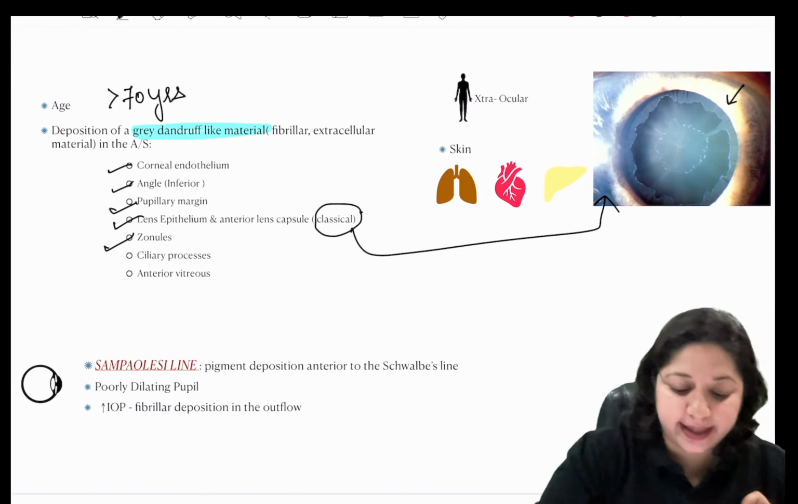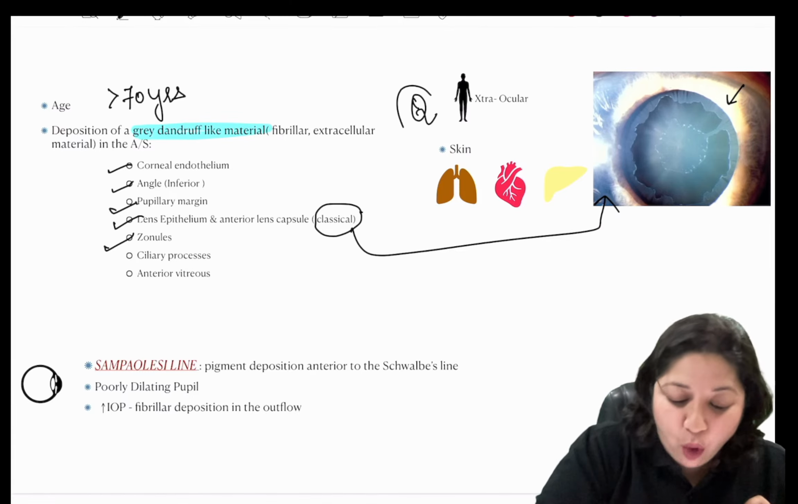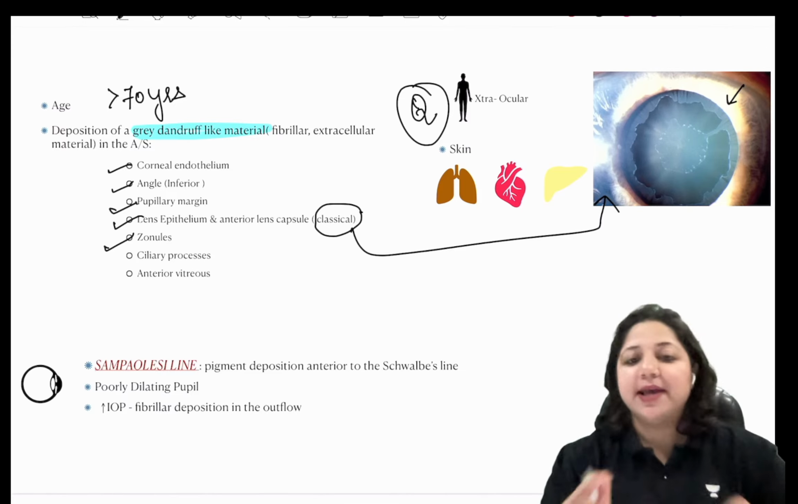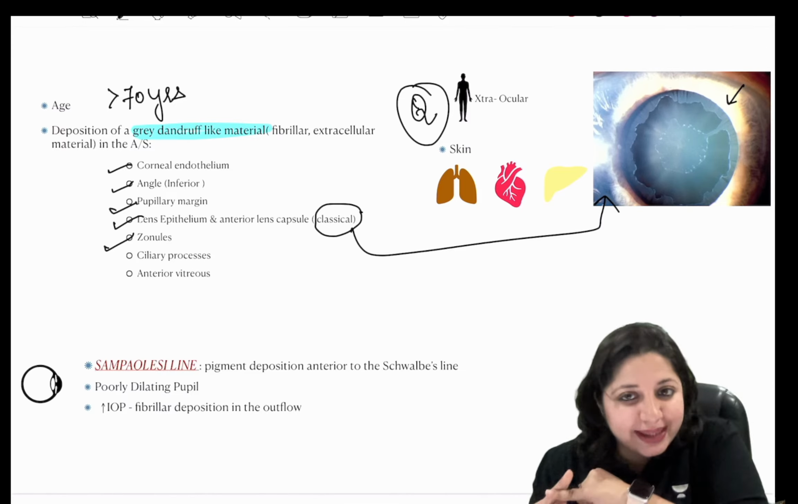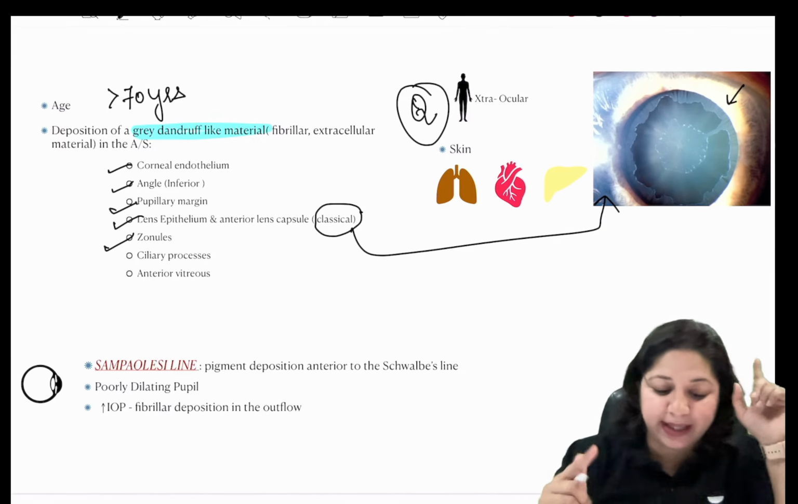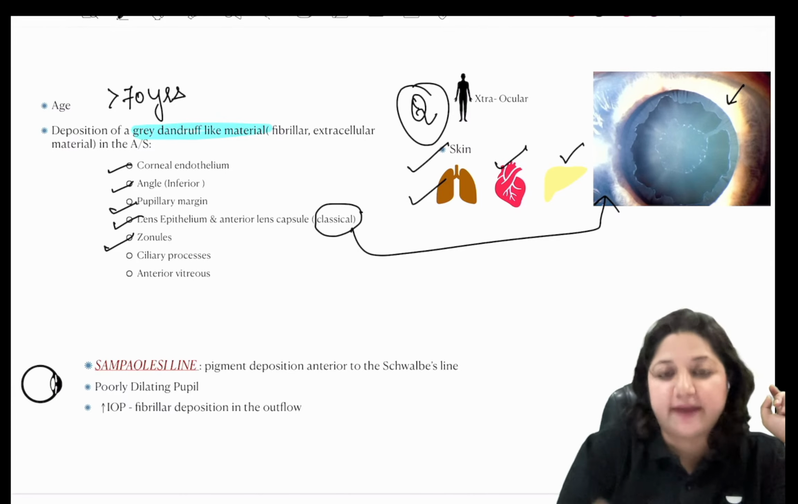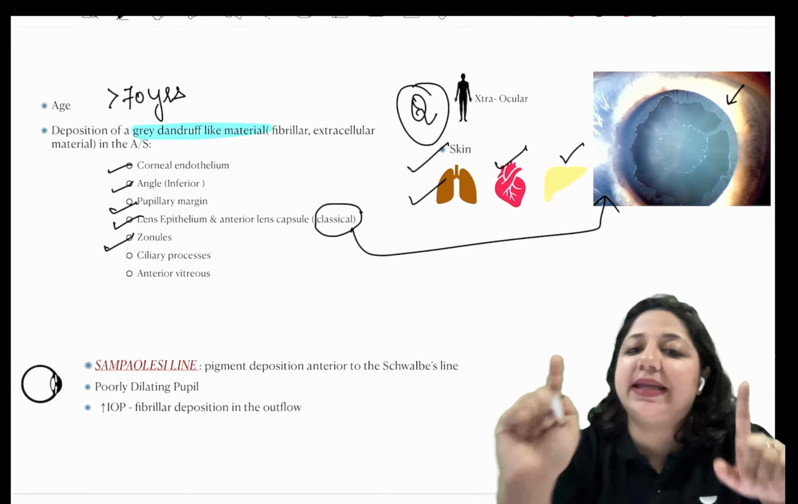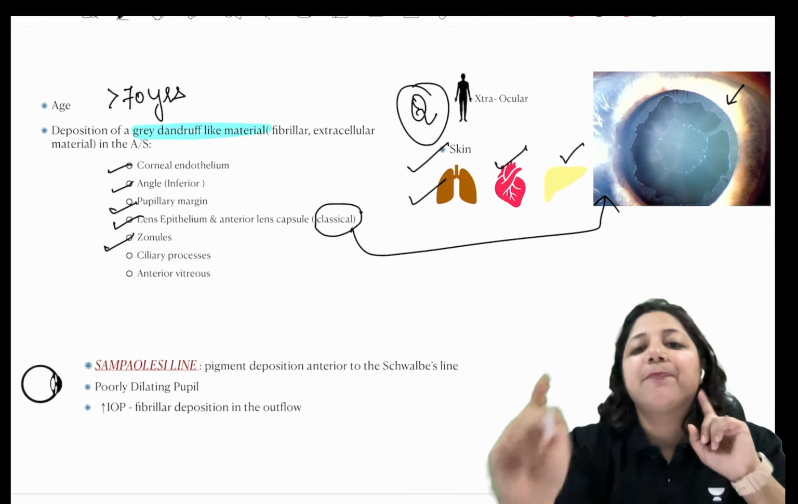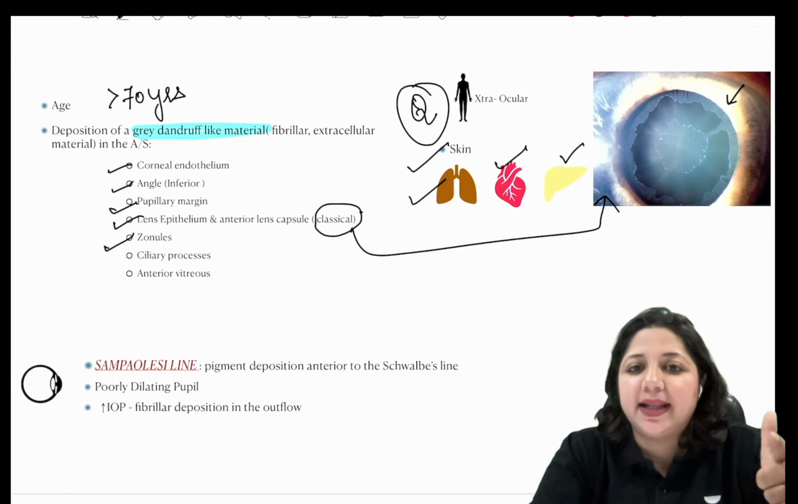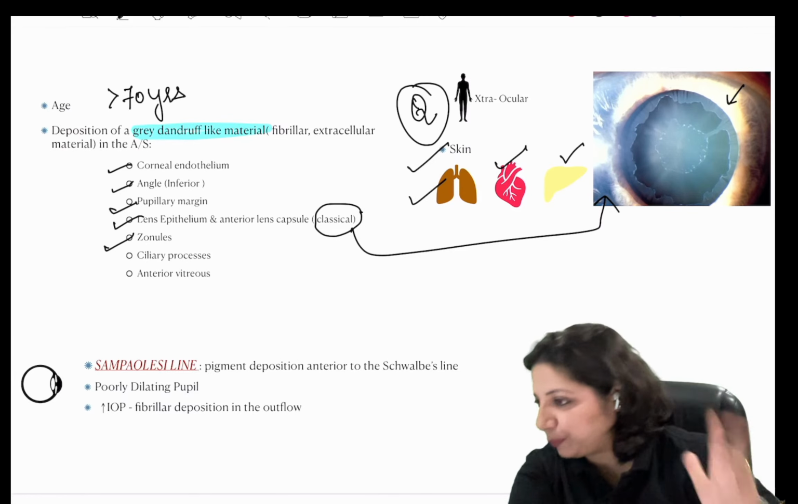The question here, the catch here, is what are the extraocular sites where you get to see this? So bullseye pattern, you know, in the eye. And what are the extraocular sites? Please note down. It is skin, lungs, heart, and liver. All right. So all these extraocular sites will also show you the deposits. It is skin, lungs, heart, and liver.